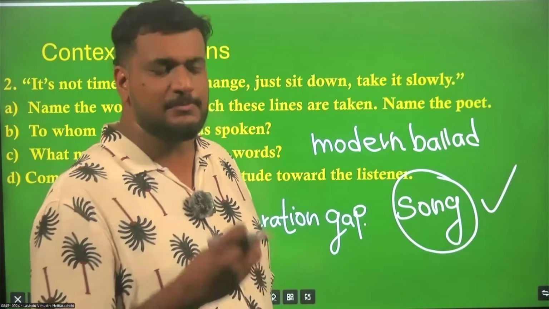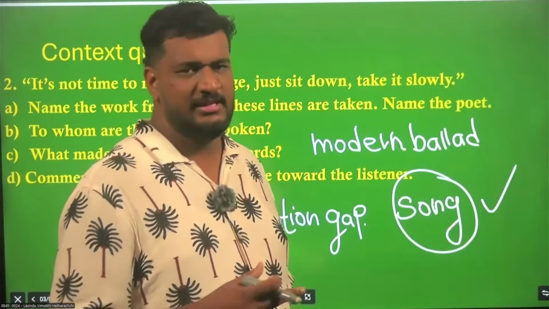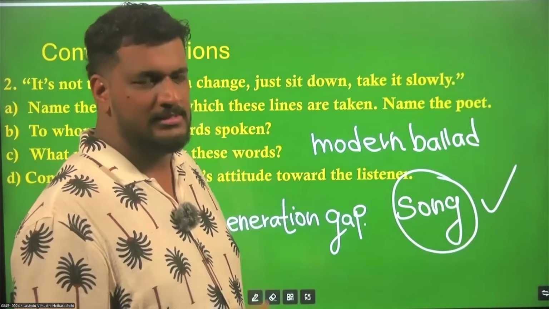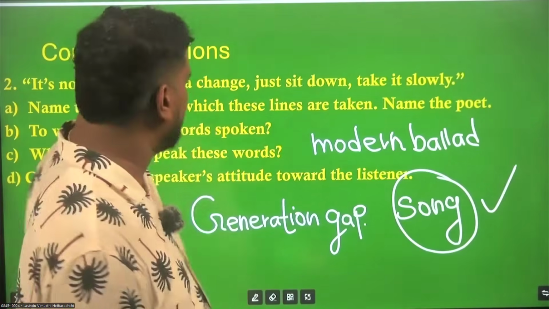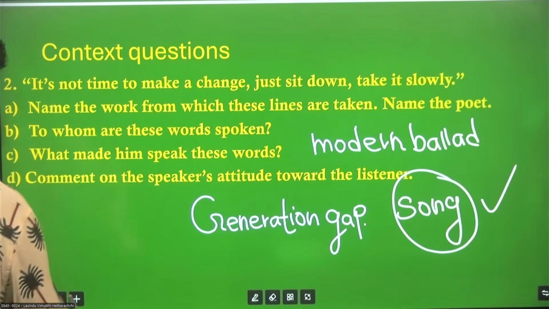So this is the biggest problem that Gen Z faces in modern day society. No one is there to listen to them. This particular problem is highlighted in this poem, right? To whom are these words spoken? The father is speaking these words to the son. What made him speak these words? Comment on the speaker's attitude towards the listener.